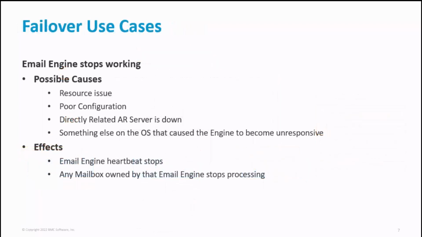The first scenario we're going to look at is that an email engine stops working. It's possible that the email engine stopped working because of a resource issue on the box, maybe poor configuration. It's possible that you didn't configure it to connect through a load balancer, but it's connected directly to an AR server that's gone down. Or there's something else on the OS that for some reason caused the email engine to become unresponsive. The effect of that is that the email engine stops sending a heartbeat to the service failover feature. If the email engine stops sending a heartbeat, then that email engine will become inactive and won't be able to process emails. Any mailbox that was solely owned by that email engine won't process any emails.